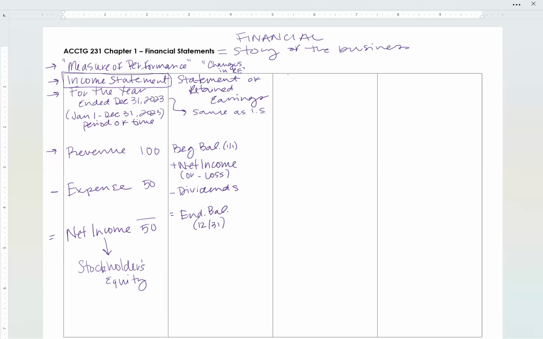So let's just say our business is new and we didn't start out with any beginning balance. What's our net income? Well, we get this from the income statement. So then we add 50. Let's say we paid $10 in dividends. What's the ending balance of the retained earnings, or what we're retaining to pay out to owners? It's $40.